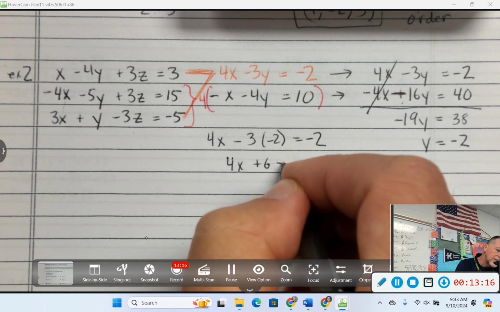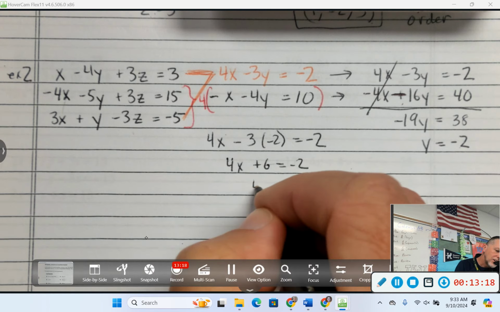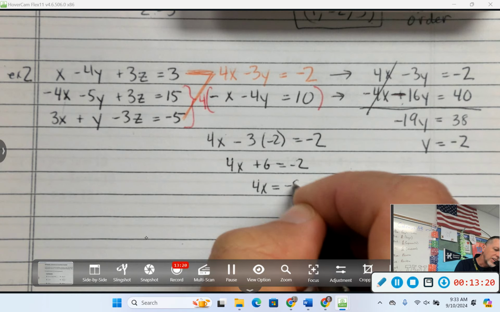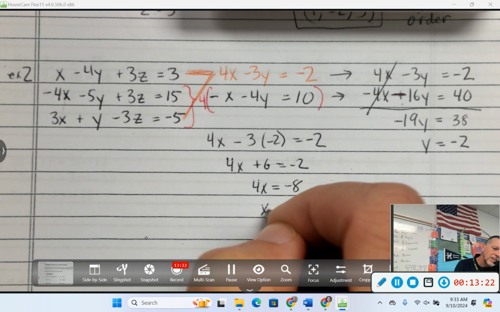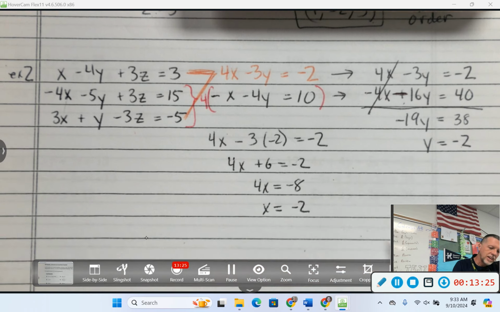4x plus 6 equals negative 2. 4x equals negative 8. X equals negative 2.